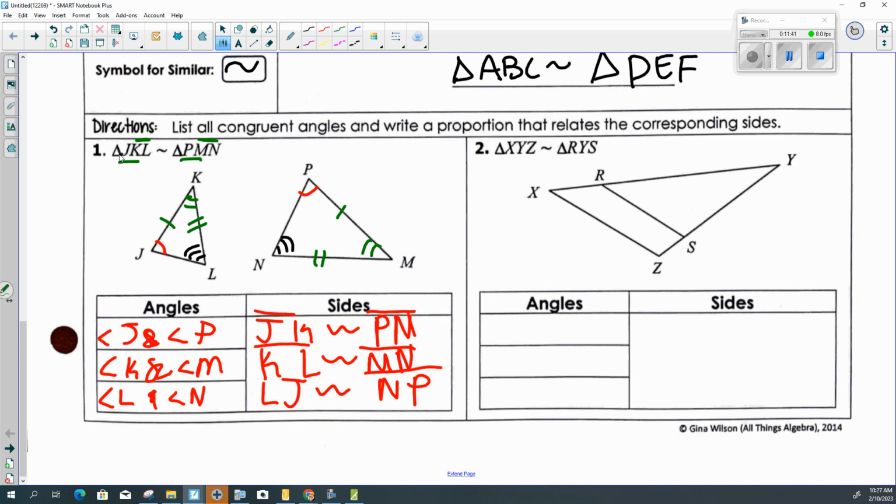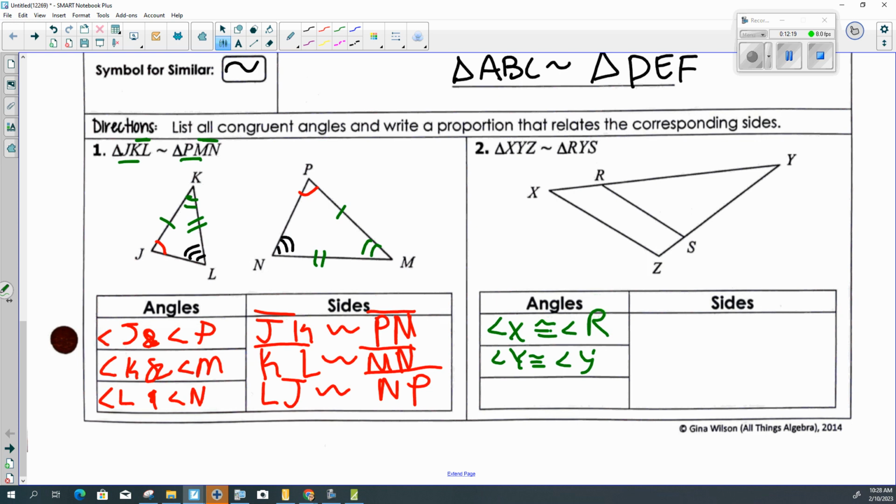Okay, this one is kind of interesting because can you guys see which angles and sides? This is pretty obvious, but they're kind of on top of each other. So let's talk about the angles. Angle X and angle R are congruent. Oh, and my notes were funny. Instead of writing "and," we should write that they are congruent. Angle X is congruent to angle R. Angle Y is congruent to angle Y.